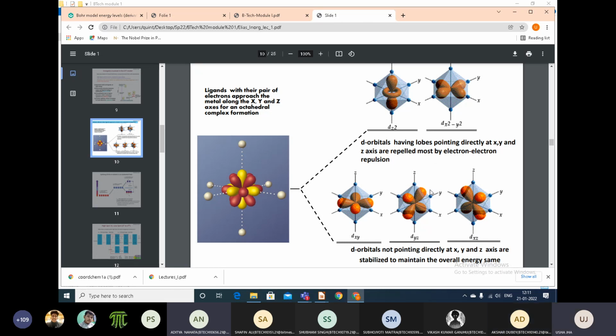Very nice. Can I have a name, please? Akshar Dubey. Thank you, Akshar. So you told us about Werner's theory. Very nice. Can somebody now explain the valency bond theory in a few lines?